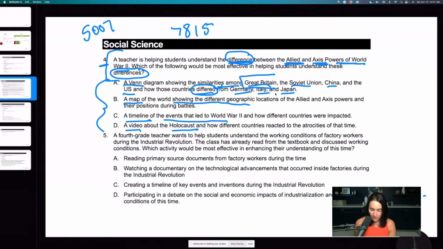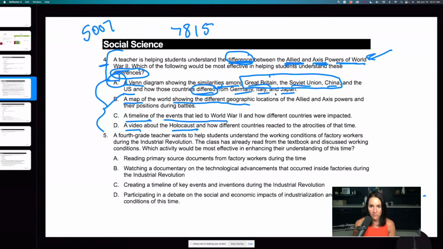So it's peppering in your knowledge of World War II and the big four, and then also the Axis powers, and then the teaching piece. What do we do to teach it? So A is looking like my favorite. Let's have a look at B. A map of the world showing the different geographic locations of the Allied and Axis powers and their positions during battle. That doesn't really answer this question here. So I'm going to cross it off.